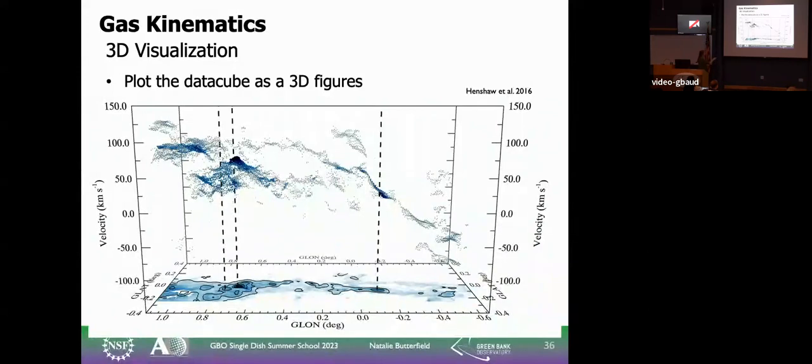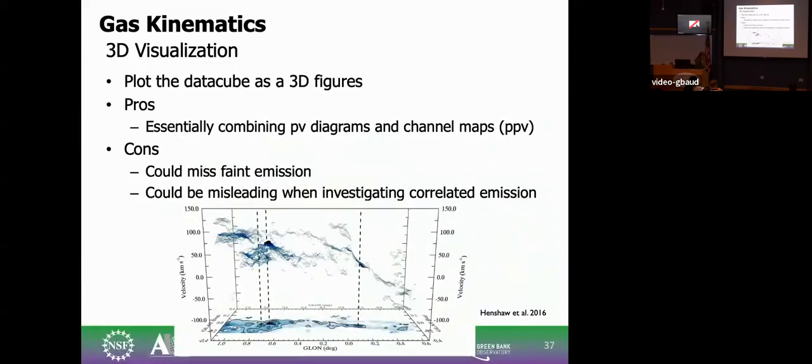So you have your position, and then your velocity in this axis here. And what they did is that they're plotting, for each one of their different components, basically a data point for each one of those different positions in their data cube. So essentially, it's a combination of both a position velocity diagram and channel maps for each one of your different sources, because it's position and velocity.